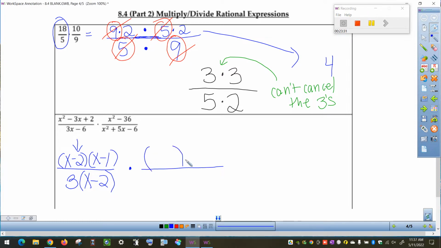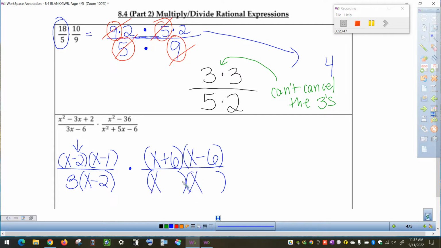Then in the second fraction, we have a difference of squares, so we can factor that into x plus 6, x minus 6. And then we have another basic trinomial on the bottom. We want this one to multiply to negative 6, but add to positive 5. So on this one, let's do positive 6 and negative 1.